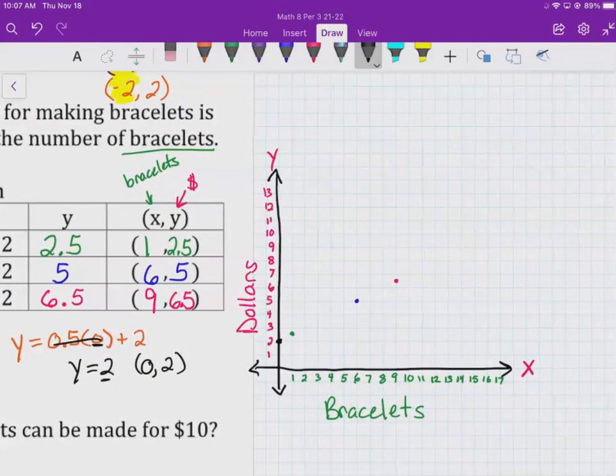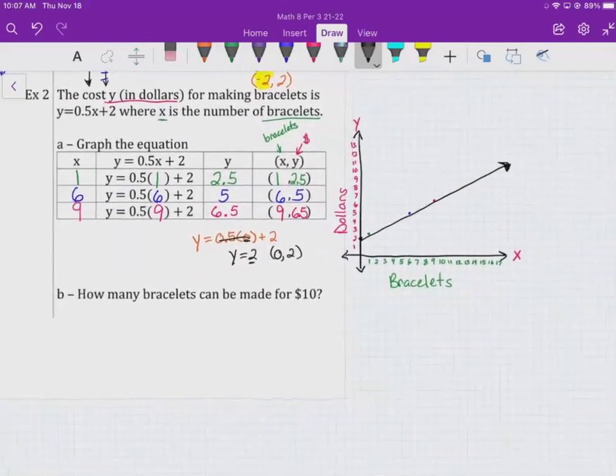Now, you're going to use a straight edge and draw a straight line. Yes, I'm picky. Yes, you'll need to do this. It's a little hard on an iPad, but there you go. Now, we did this part. Yay, that's fantastic. We're going to go back here and read the last part. It says, how many bracelets can be made for $10?